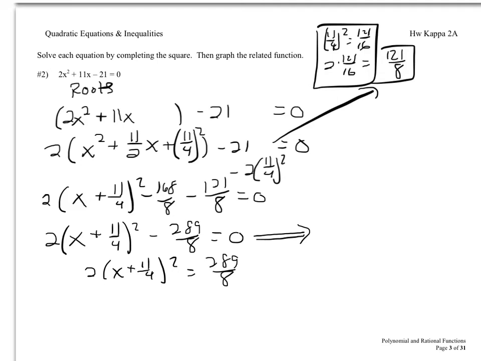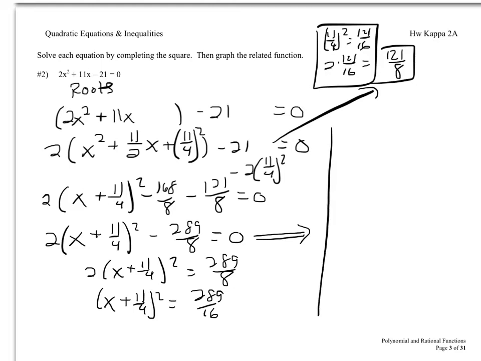Then I want to get rid of this times 2 that's here in front, so I'm going to divide both sides by 2, or probably more appropriate to say I'm going to multiply both sides by 1/2, which means the same thing. My execution here on the right becomes a little bit easier. 289 over 8 times 1/2 would be 289 over 16. And then I'm going to square root both sides.